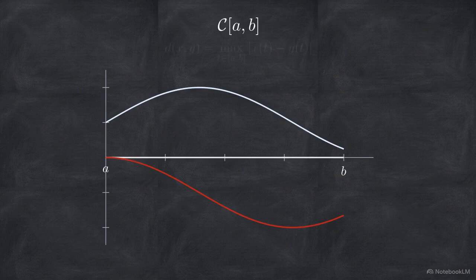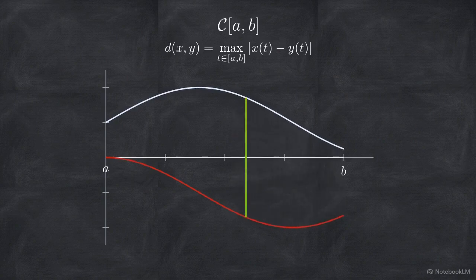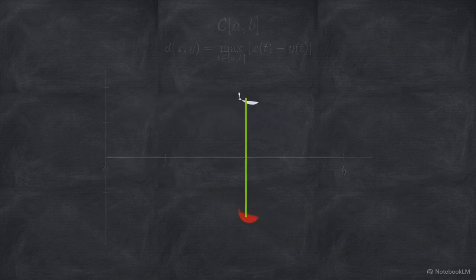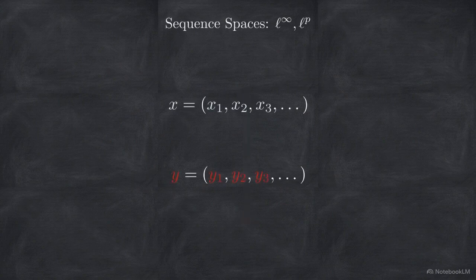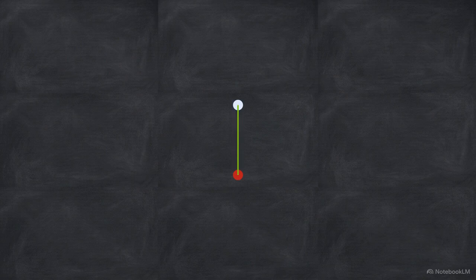For continuous functions, we use the supremum metric. It scans for the widest vertical gap between the two curves across the given interval and logs that maximum value. That single maximum number is our distance. The complex curves collapse into single dots, separated by exactly that one value. We apply this exact same logic to infinitely long sequences. In spaces like L infinity for bounded sequences, or LP, the distance is calculated by comparing the differences between their individual terms, collapsing infinite strings of numbers into single geometric coordinates.